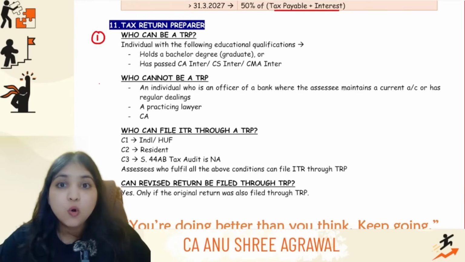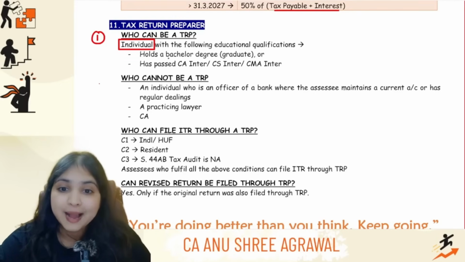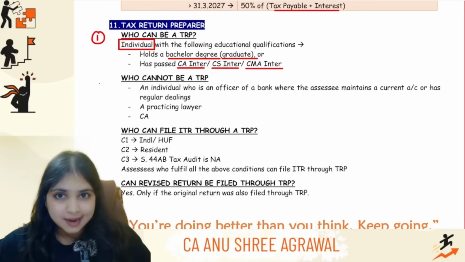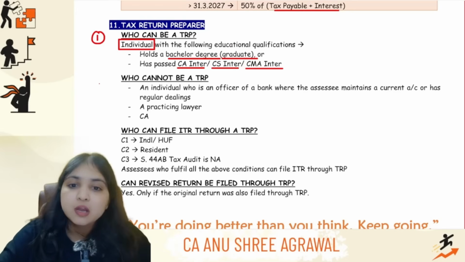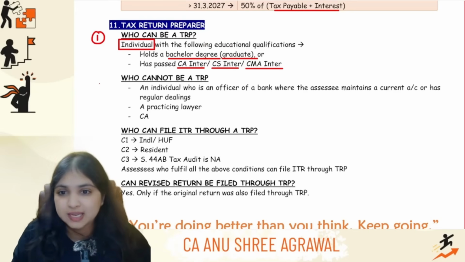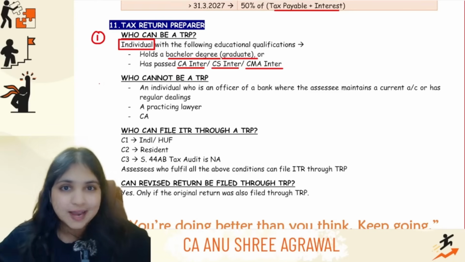Point number 1, who can be a tax return preparer? Only an individual who is either holding a bachelor degree, which means he's a graduate, or who has passed CA inter, CS inter or CMA inter. Only that individual, who is either a graduate or has passed CA inter, CS inter or CMA inter, can be a tax return preparer.